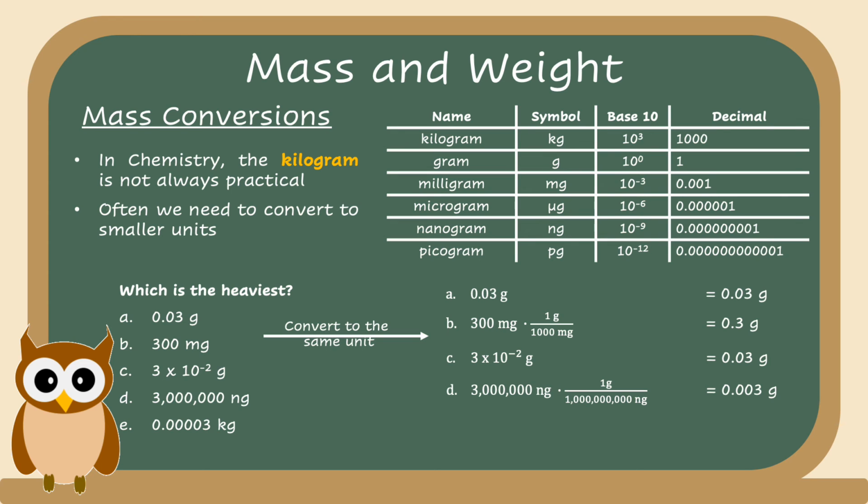3 million nanograms. To convert to grams, we must divide by 1 billion. This gives us 0.003 grams. And finally, 0.00003 kilograms. Here we must multiply by 1000 to convert to grams. So we can see that actually 300 milligrams is the biggest value out of the 5.